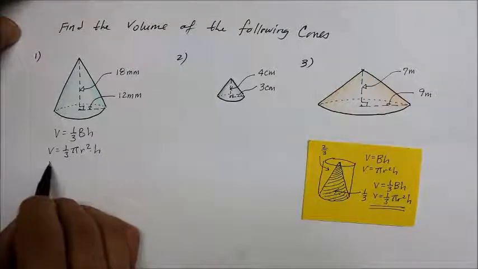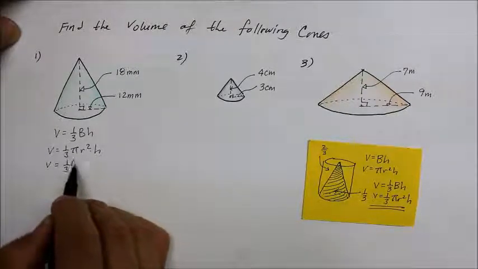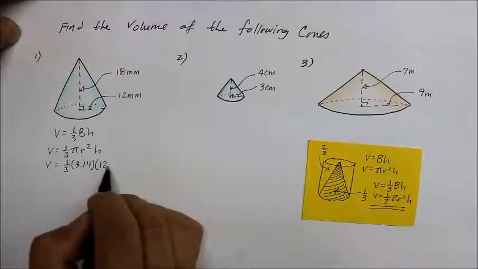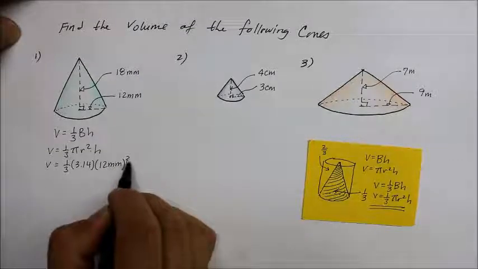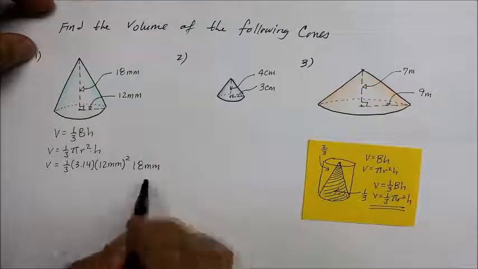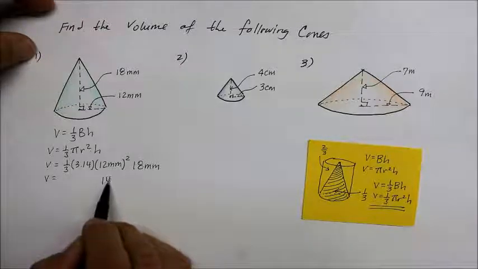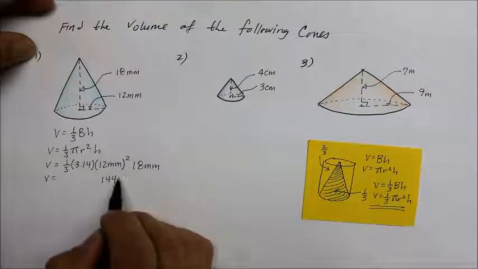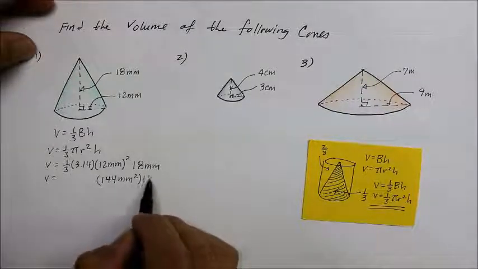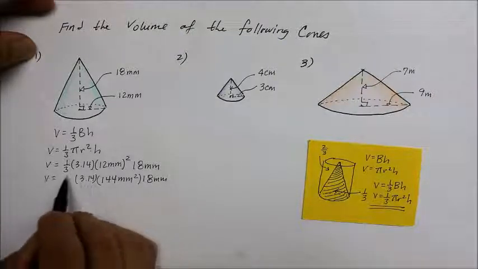And let's go and substitute the variables with the known numbers. So that's 1/3 times pi, which is generally, for this course, 3.14. The radius is given as 12 millimeters, and we're going to square that, times the height, which is 18 millimeters. Let's go and evaluate the square first. 12 times 12 is 144. Millimeter times another millimeter becomes millimeter squared. Times the height of the cone, which is 18 millimeters. Times the pi, which is 3.14. And we're going to take 1/3 of the whole thing.